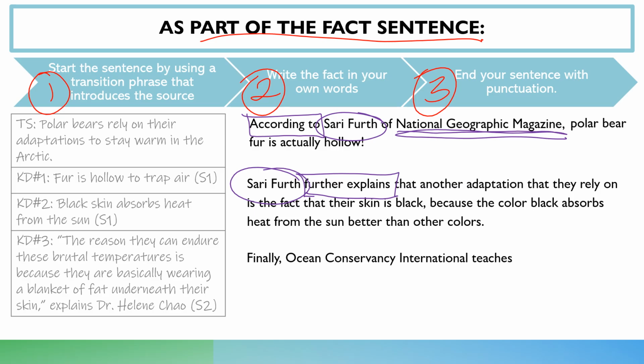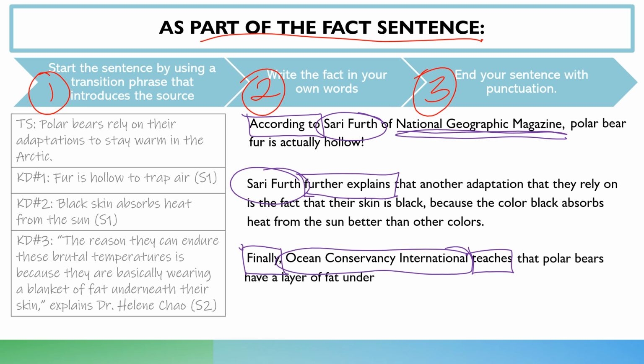And so I've got finally, and my other phrase I'm going to use is teaches. I'm saying what they're doing. And then here's where it came from, Ocean Conservancy International. For this one, you might have noticed I didn't say the name of the person. I just told what the source was. That's allowed too. And then I'm going to put the fact in my own words and end with punctuation. Polar bears have a layer of fat underneath their skin which works like a blanket to help keep them warm.